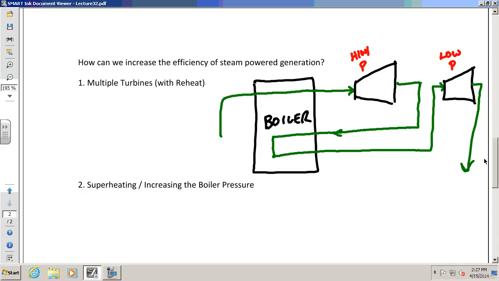I'm sure you could find some power plant out there that has 7 or something, but I've never heard of it. There are some, but at some point the economics come in. It's just not practical to keep building more and more turbines in the cycle. But it's very common that we say, okay, use reheat, multiple turbines, you're going to get more efficiency. Now let me show you what this means practically.